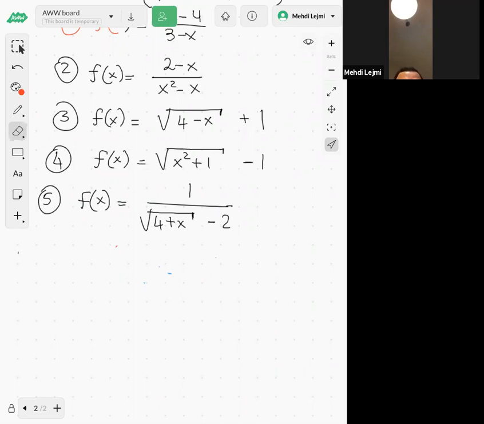For example, let me see. I see so many answers. Rabiul, you're saying -2, infinity. Well, if I take, for example, negative 5, that would be okay, because 4 plus negative 5 would be -1, and then the square root of... there'll be a problem with that.